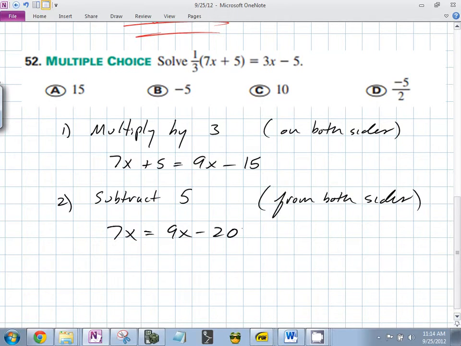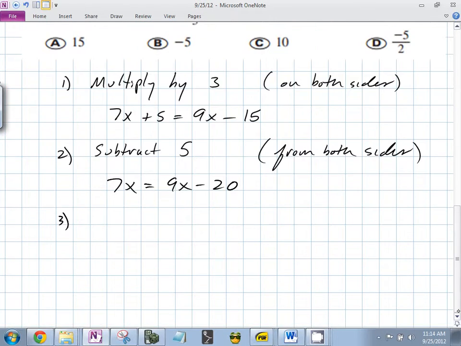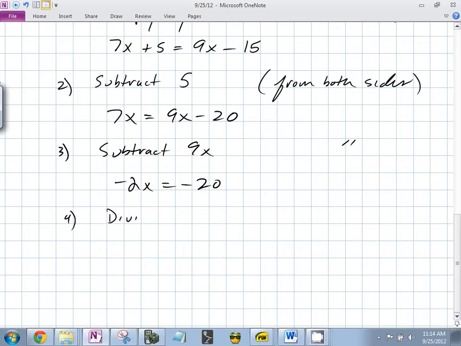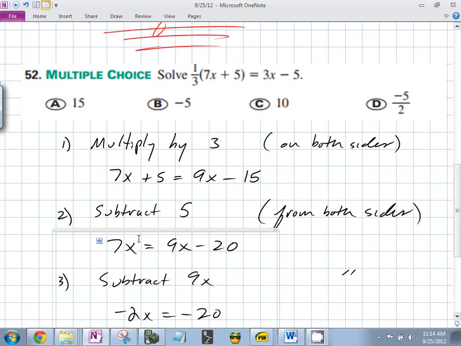20. Now what should I do next? You subtract 9x on both sides. Subtract 9x from both sides, and you end up with negative 2x equals negative 20. And then what would you do next? Divide by negative 2, and you end up with x is equal to 10. That's about as clear as you can get.